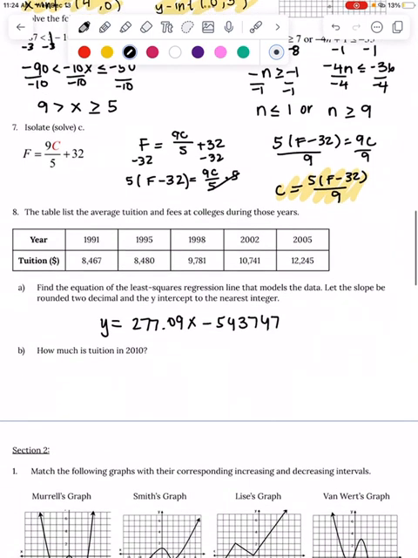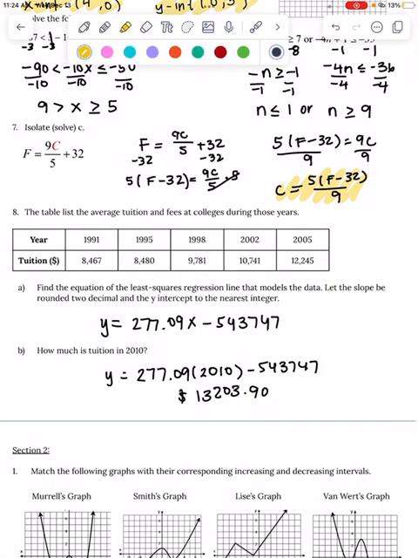What is the tuition in 2010? So I'm going to just replace x with 2010. And then on my calculator, I'm going to go ahead and do that. So 277.09 times 2010 minus 543,747. I got 13203.9. That is our tuition in 2010. And boom, that is our first section of our test.